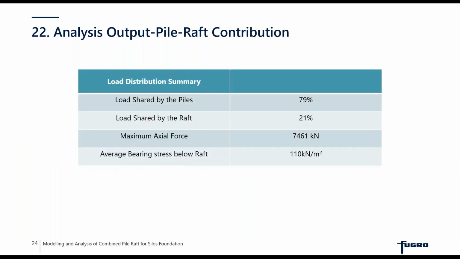Finally, you can also check the pile raft contribution. For this particular project, we have a contribution share of 79% by the piles and 21% by the raft. The maximum axial force was 7,461, which is the working load even initially decided by the structural analysis. And the average bearing pressure below the raft was 110 kPa, which was well within the acceptable limit as provided in the interpretative report.